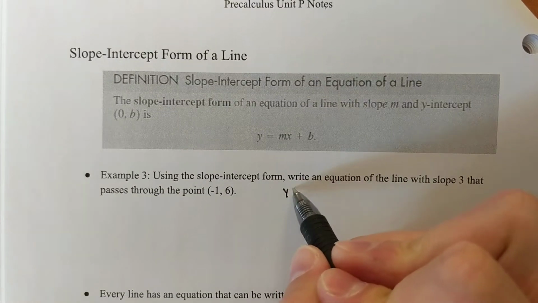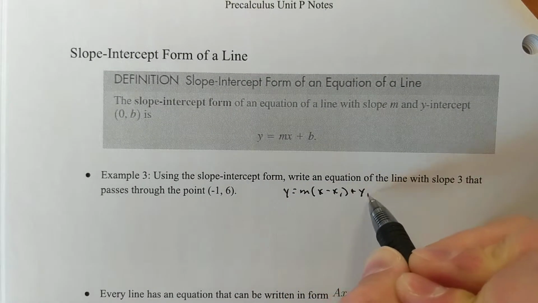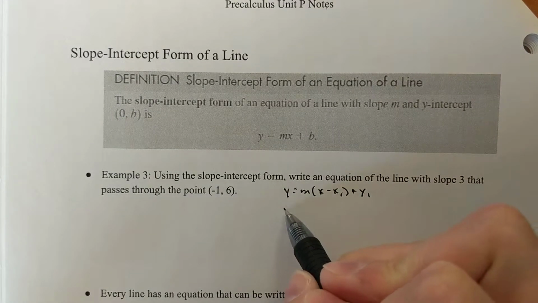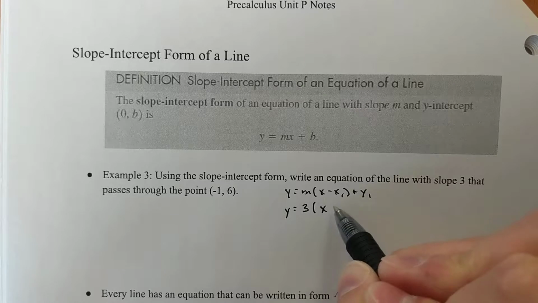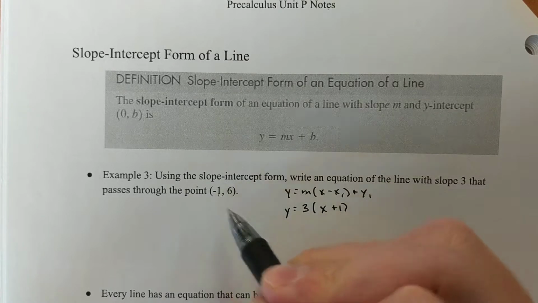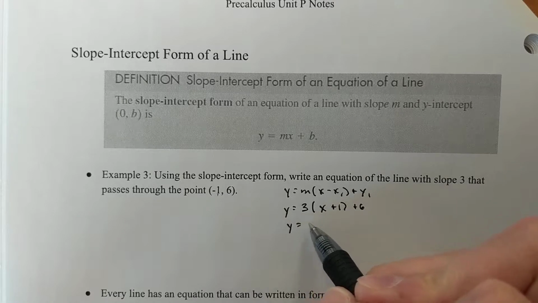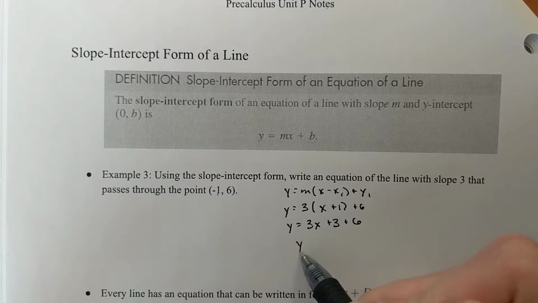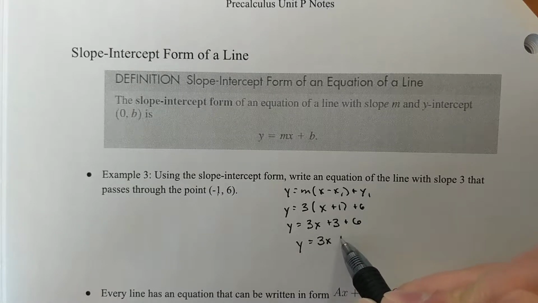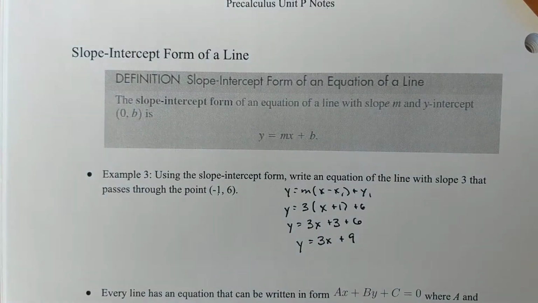So I'm going to actually start with the point slope equation because I know the slope and a point. So y is equal to, my slope is 3, so 3 times x plus 1, because I'm subtracting a negative 1, plus 6. So since I want slope-intercept, I do need to do my distributing. That's 3x plus 3 plus 6. So y is equal to 3x plus 9. And there's your slope-intercept form.